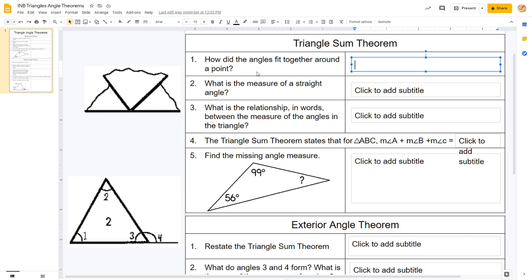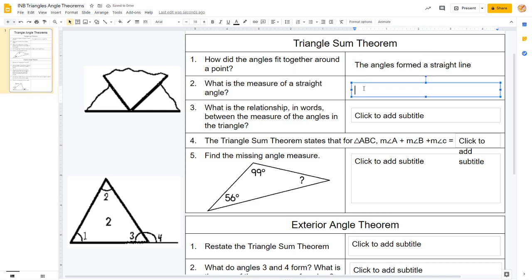Well, the angles formed a straight line. What is the measurement of a straight angle? So we know this from last year and last week that a straight line is equal to 180, similar to how supplementary angles equal 180.